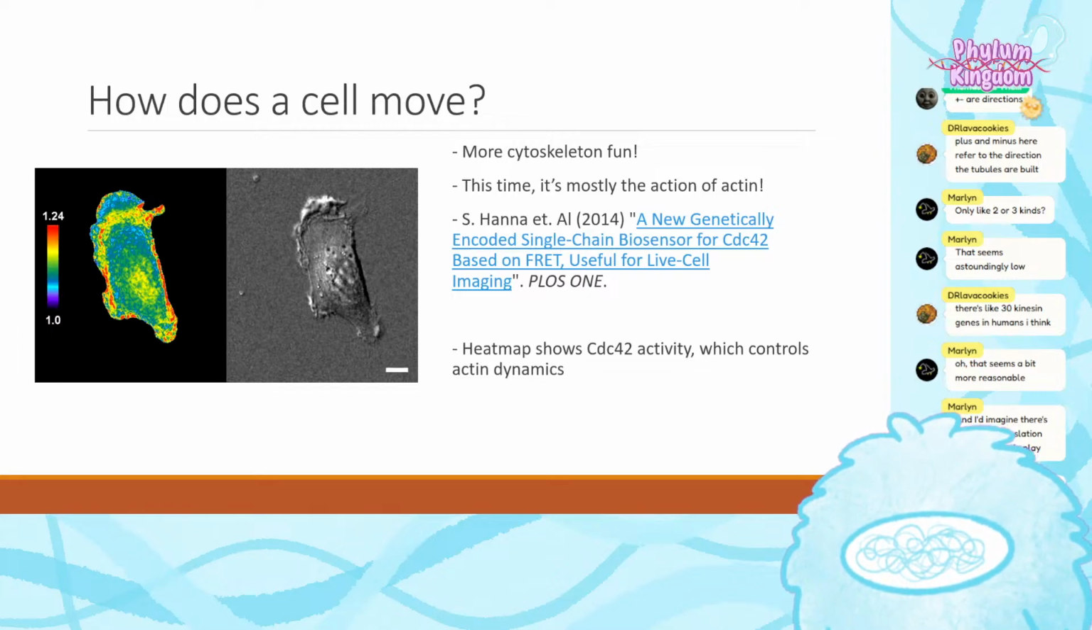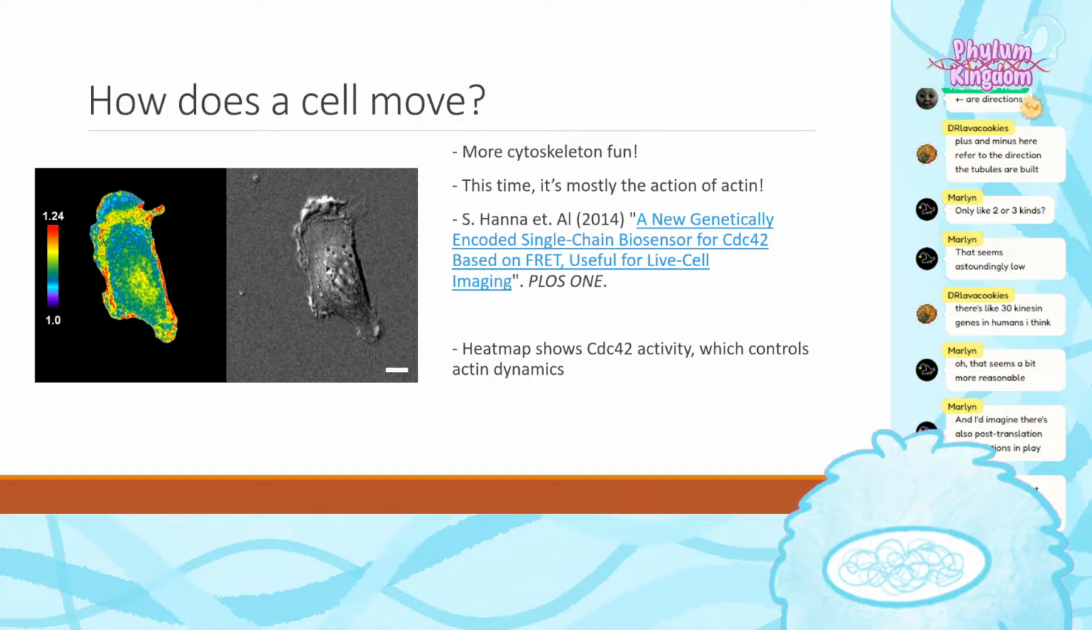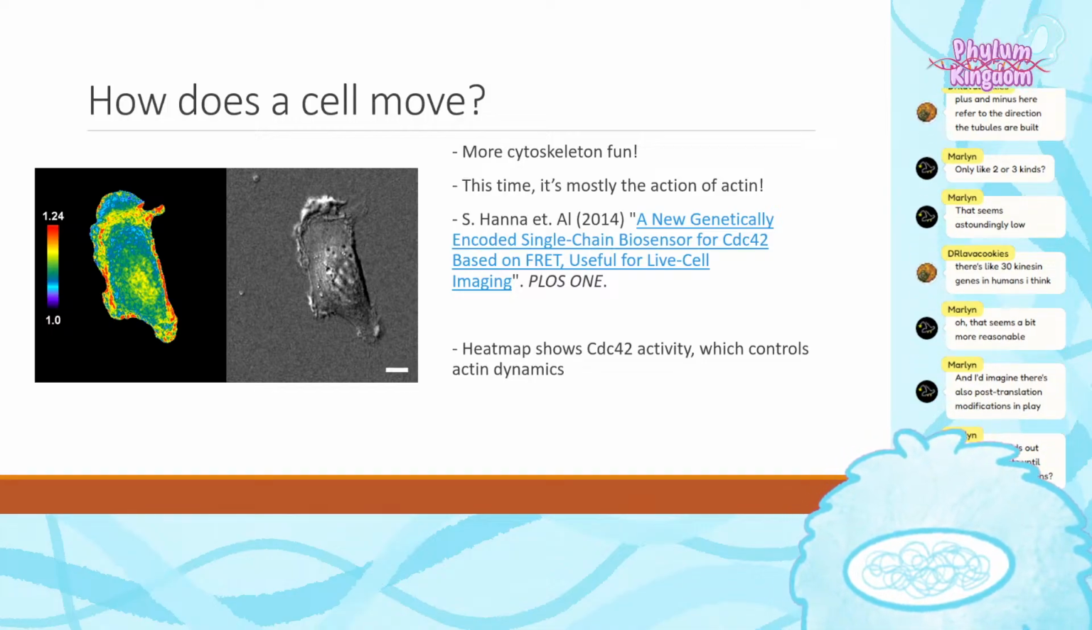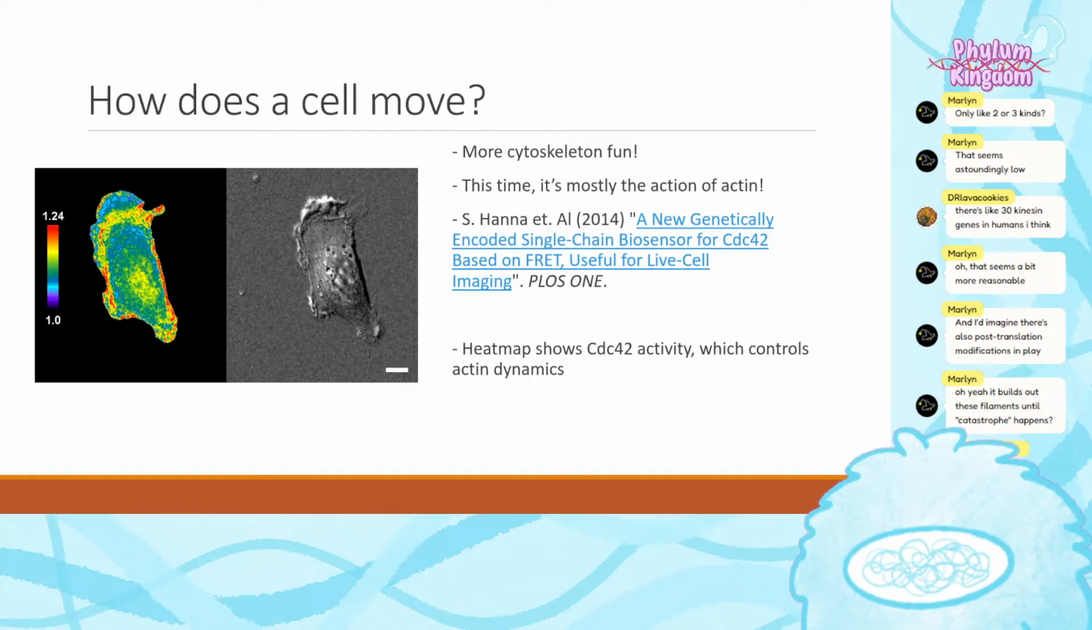Oh yeah, it builds out these filaments until catastrophe happens. So this is actin. Actin is not treadmilling, but it is directional, and then at a certain concentration it treadmills. Catastrophe happens with tubulin, so the microtubules, a different cytoskeletal element.